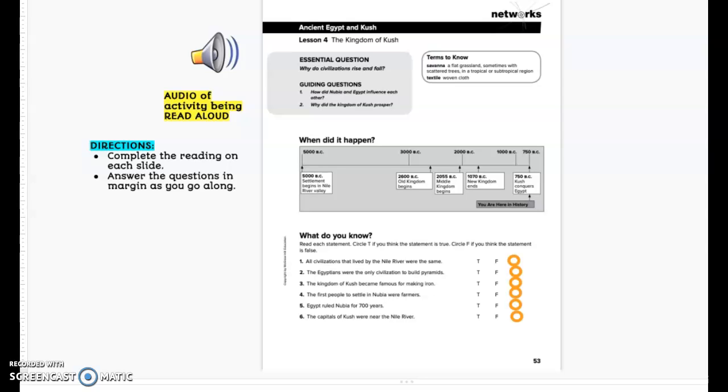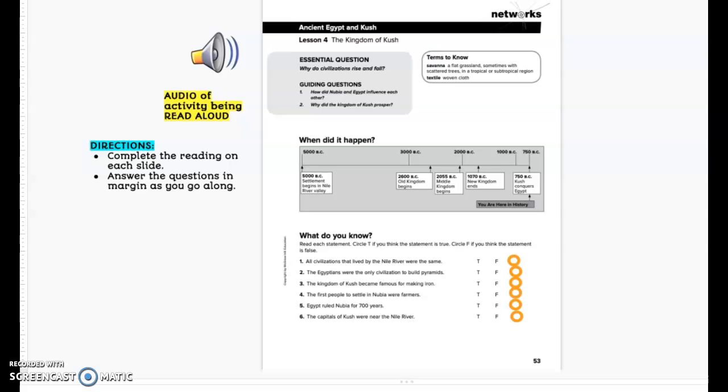Some terms to know: savanna, a flat grassland, sometimes with scattered trees in a tropical or subtropical region. Textile, woven cloth.